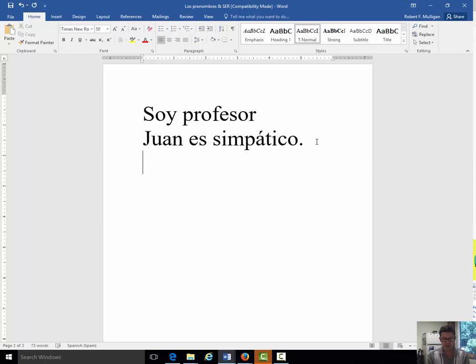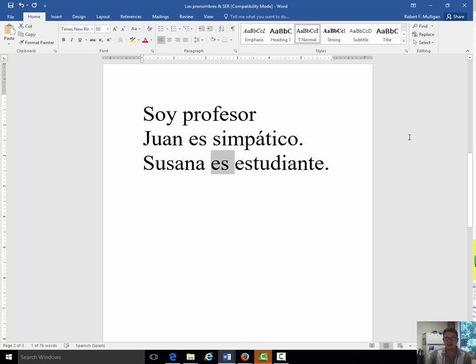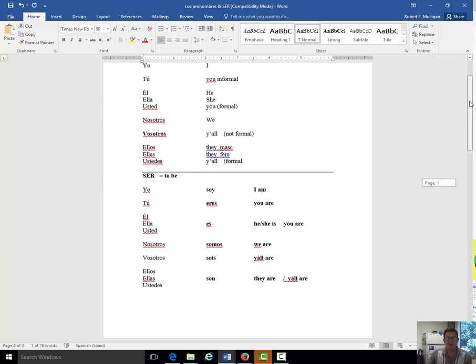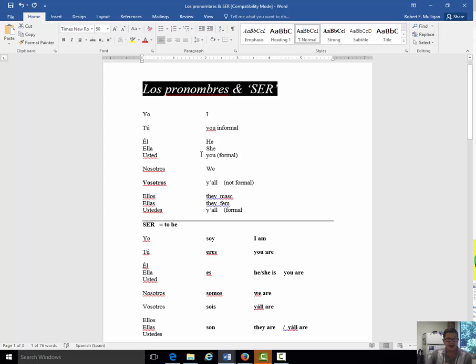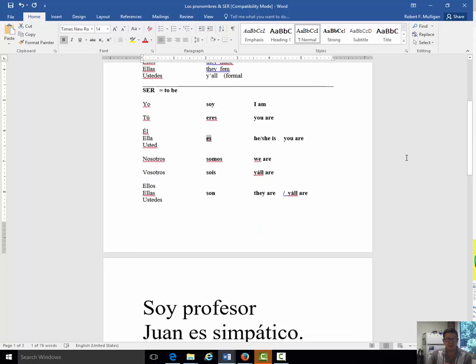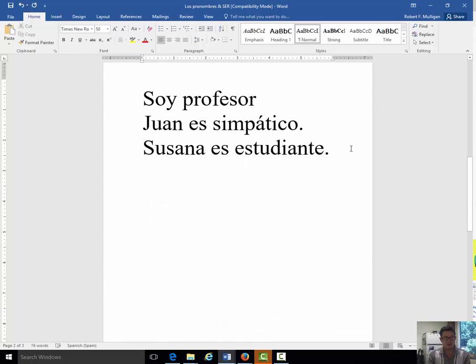How about this? Susana es estudiante. Susana is a student. Susana. The subject is Susana. If we were to replace Susana with a pronoun, we put in ella. And what is the ella form of the verb ser? Es. If you take a look, go up above to your chart. Ella es. She is.